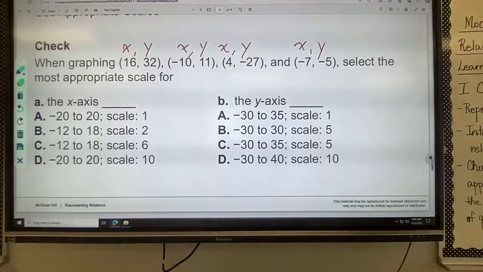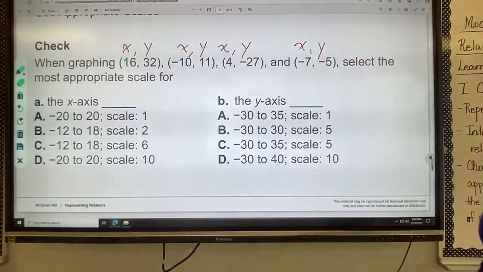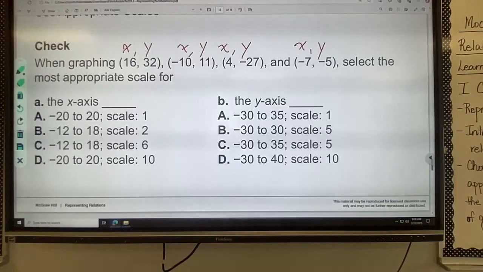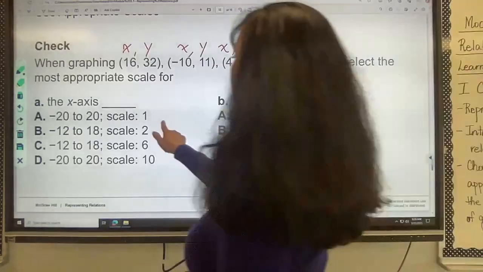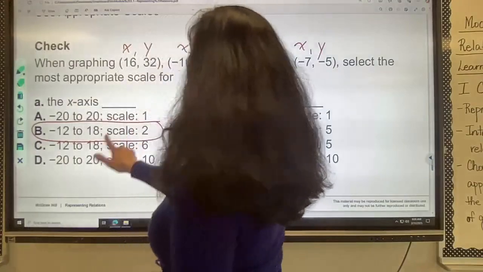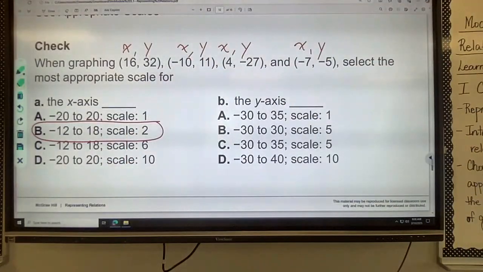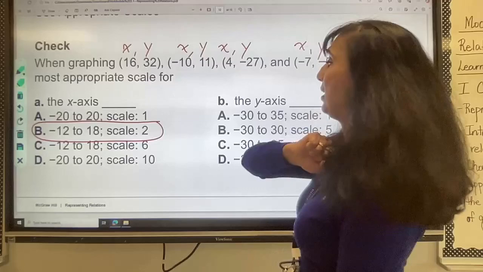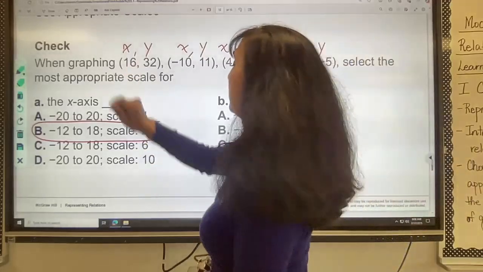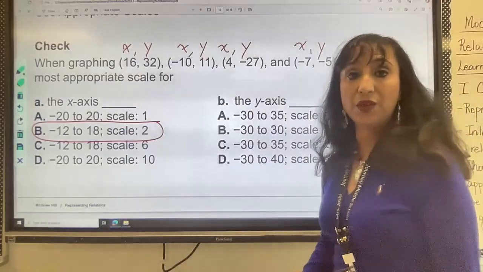Okay, so if I'm looking at this, I know that -10 is the smallest number here. And what is the largest number that I can see? It is going to be 16. So which scale would be a good one in this? It would be this one. Okay, so -12 to 18 would be good to use, because that is a little less than -10, and it is a little more than 16. So that would be a good scale to use.